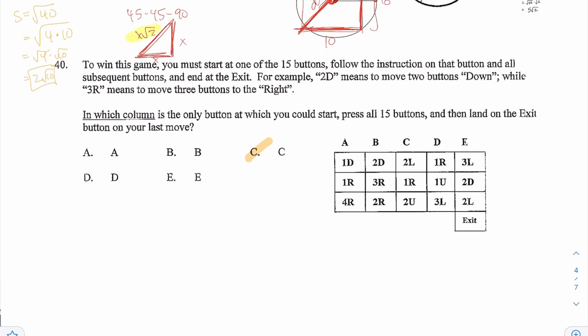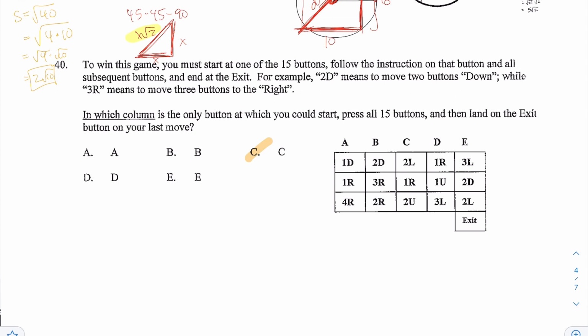All right, next for number 40. To win this game, you must start at one of the 15 buttons, follow the instructions on the button and all subsequent buttons, and end at the exit. For example, 2D means you have to move 2 buttons down, while 3R means move 3 buttons to the right. All right, so in which column is the only button at which you could start, press all 15 buttons, and then land on the exit button on your last move?